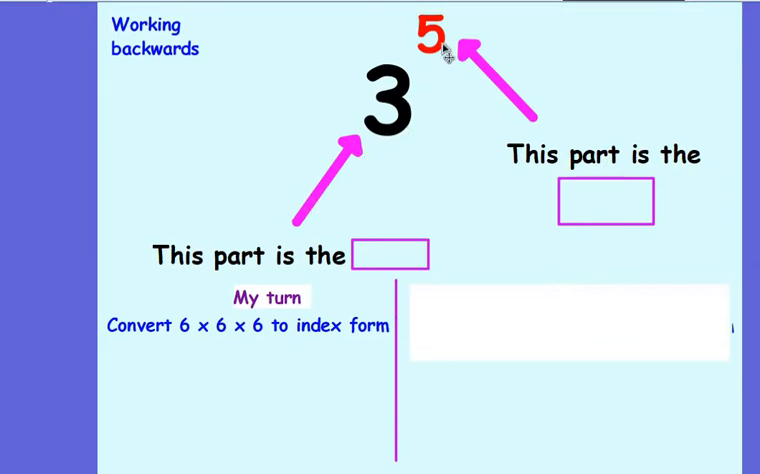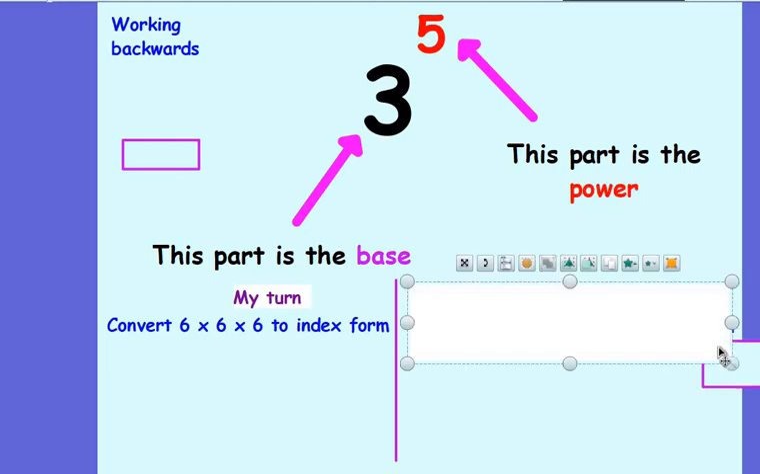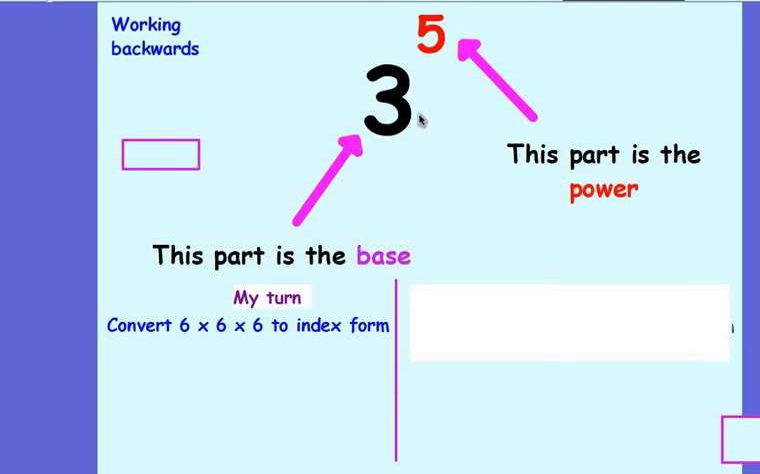So we said this was the index form. What did we say the big number was called, Lilia? Can you remember? Begins with a B. The big number is called the base, indeed. And Josh, what do we call the little number at the top? The power, exactly. And we call this index form.